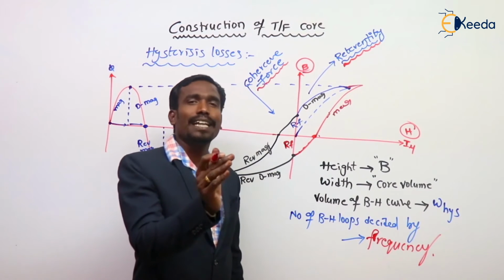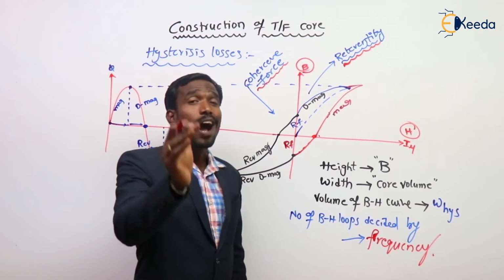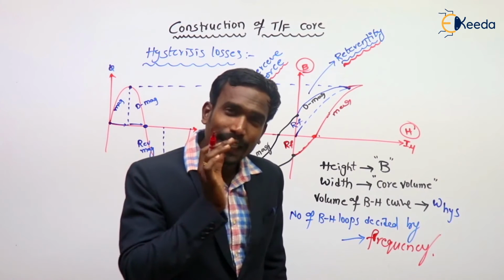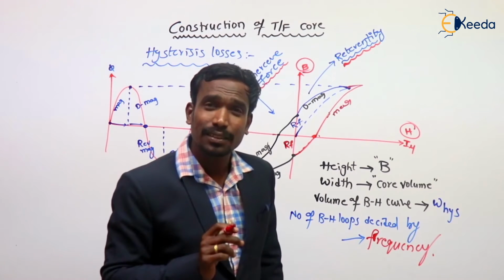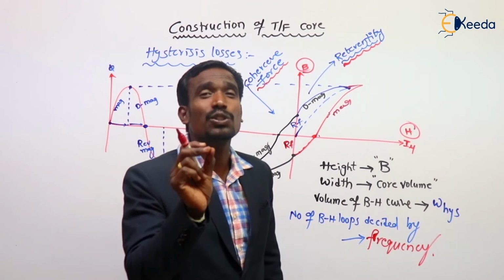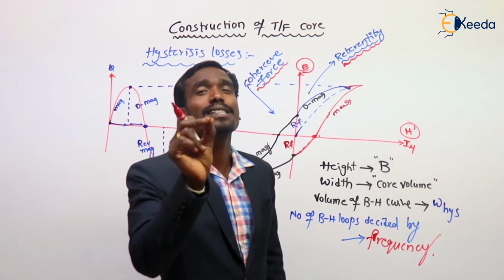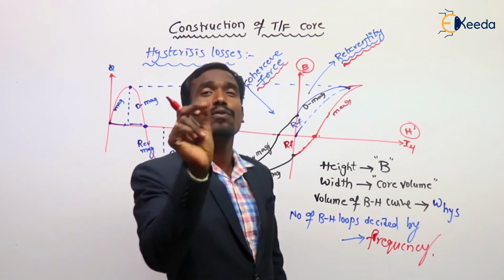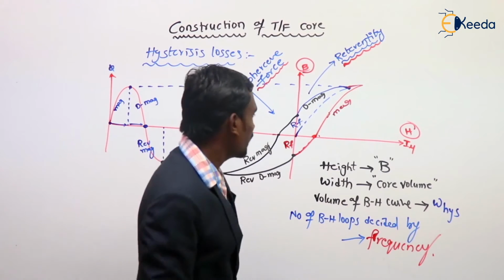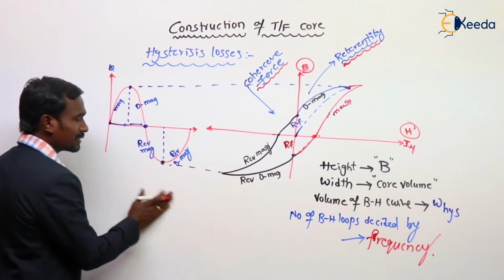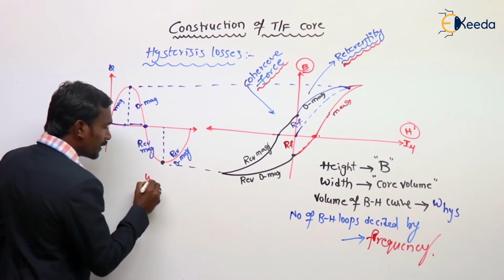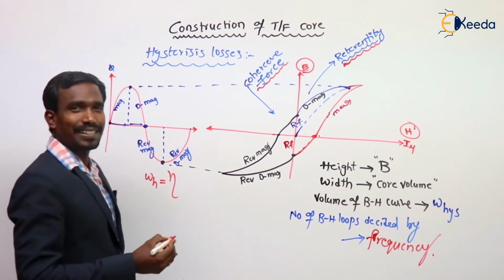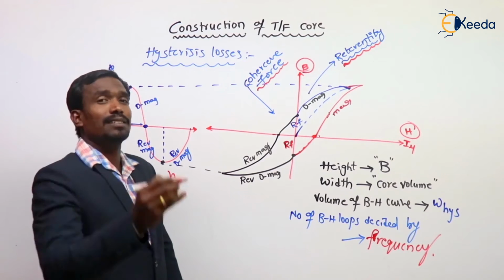Sir, how can we control, how can we reduce this hysteresis losses? The hysteresis losses are reduced by low hysteresis coefficient material. Let's see the general formula for hysteresis losses. The formula for hysteresis losses is equal to some constant, the Steinmetz constant, this is eta.